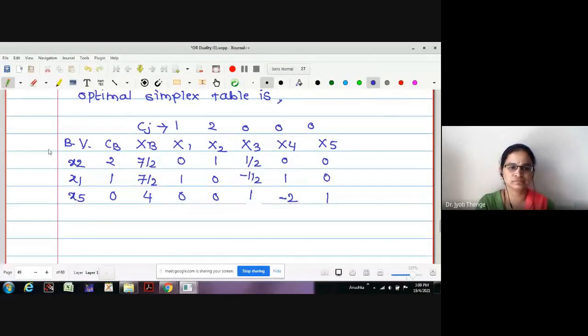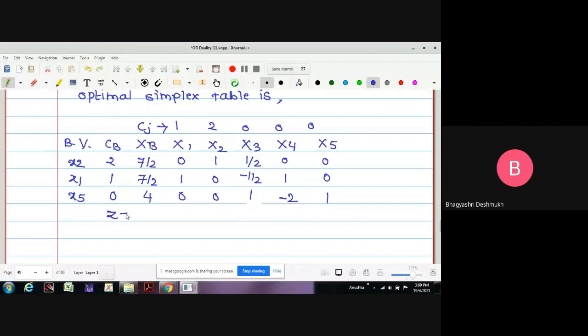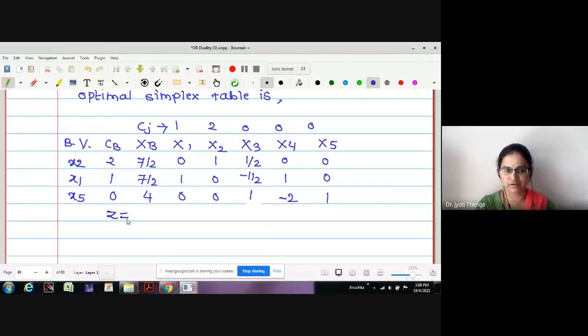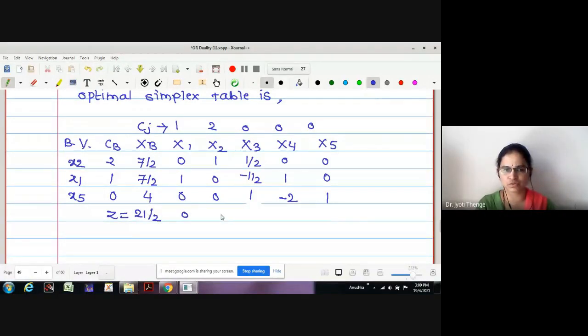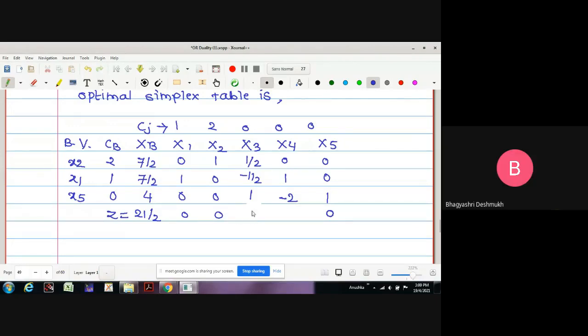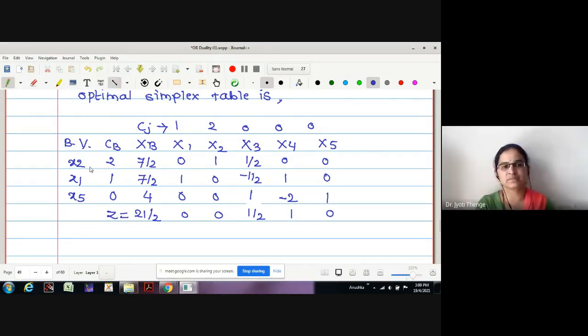What is the value of Z? 21 upon 2. Net evaluations are 0, 0, 0, 1 by 2, 0. And for x3, 1 by 2, 1 upon 2, and x4, 1, 1. This is the optimal simplex table obtained by solving with the usual simplex method.